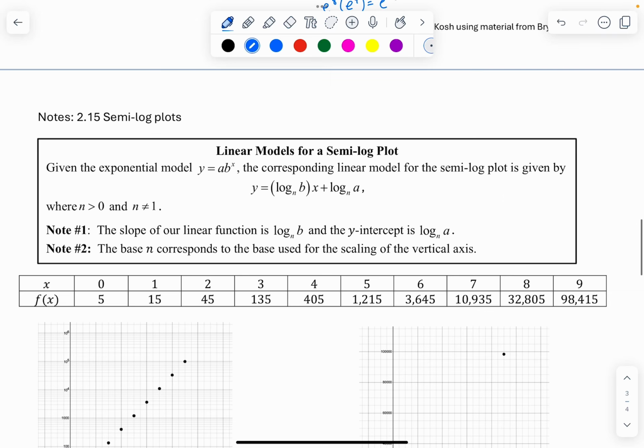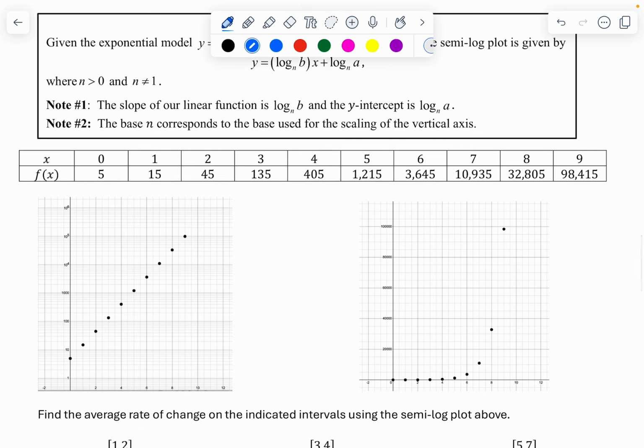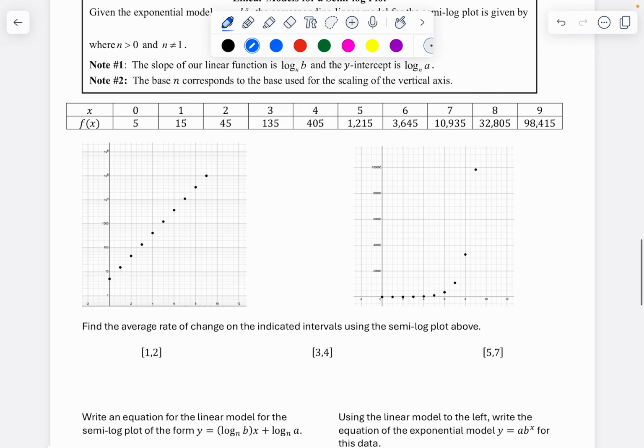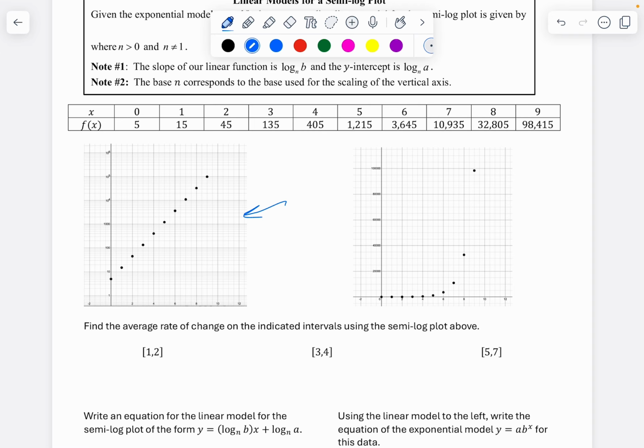So now what we are going to do is look at linear models of a semilog plot. And so I took the same data from before, and this is exactly what we started with, and we're going to find the average rate of change. But I want to do the average rate of change on this particular graph, and so I don't want to use the actual values from the table because then my rate of change wouldn't be constant.